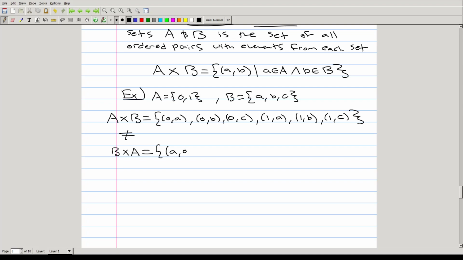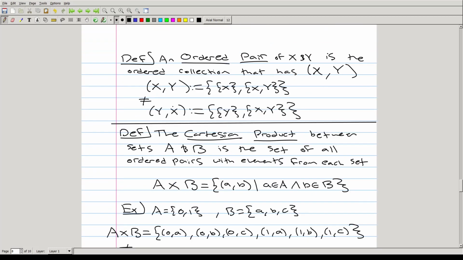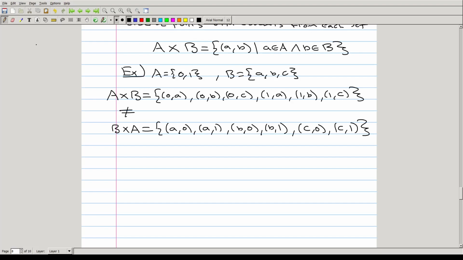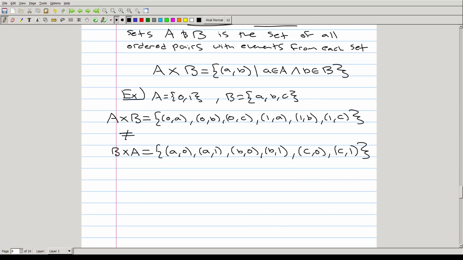which is the set (a, 0), (a, 1), (b, 0), (b, 1), and (c, 0), (c, 1), where the set of ordered pairs has the first element coming from B and the second element coming from A. They do have the same number of elements, but these elements are different from one another, based on the fact that the ordered pairs represent different sets. Sets don't care about order or listing of elements, but ordered pairs do. So if you switch the order in the ordered pair, you're getting a completely different set.